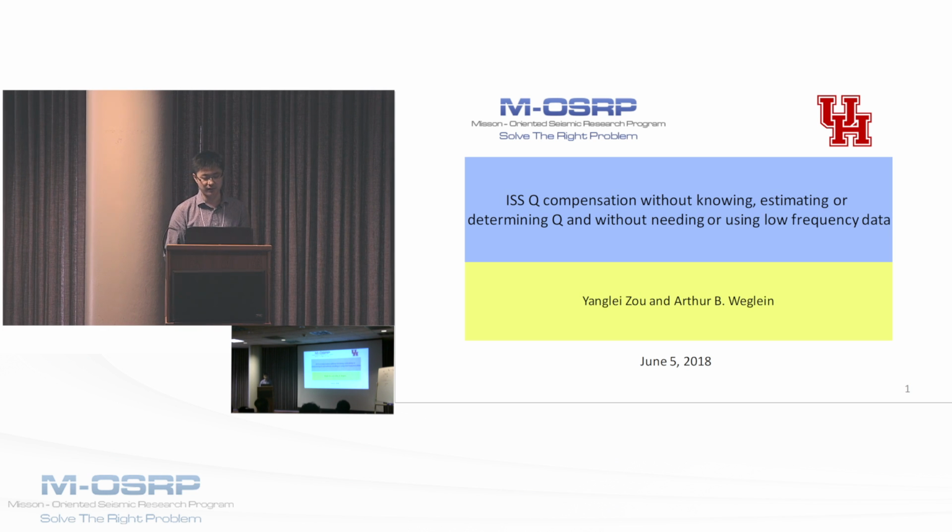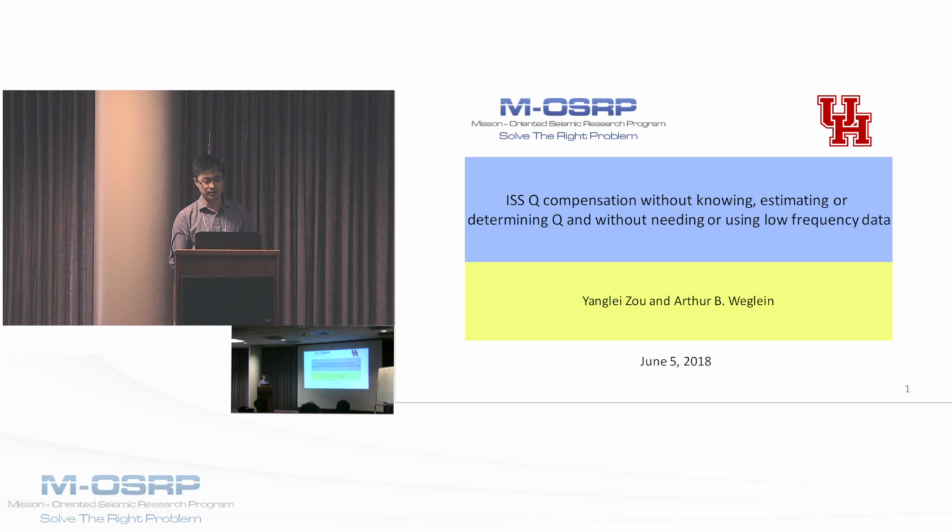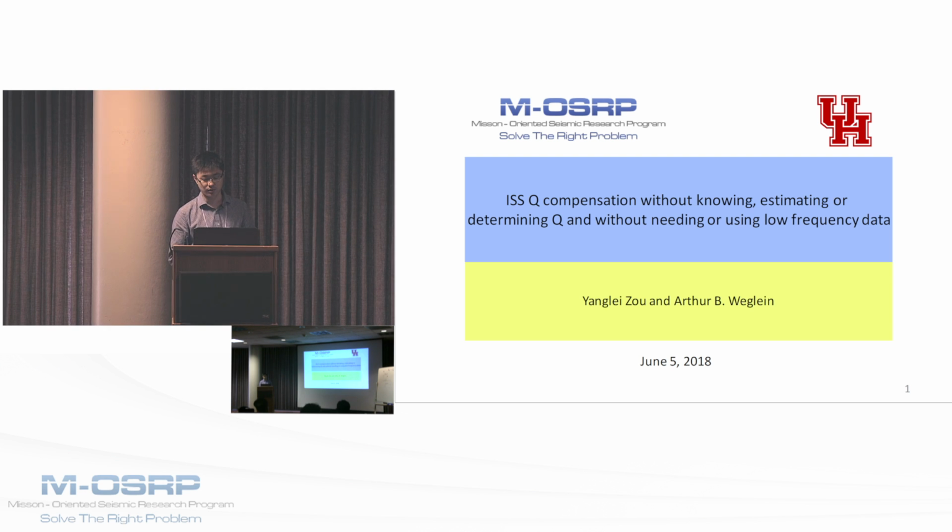The previous ISS Q compensation algorithm proposed by Yanglei in 2010 is the only Q compensation method that doesn't need to know, estimate, or determine Q. But the previous algorithm requires low or zero frequency data, which is impractical. So in this work, we reformulated the previous algorithm. The reformulated algorithm doesn't need the low or zero frequency data, which makes it more practical.